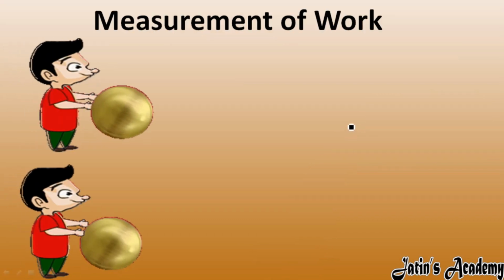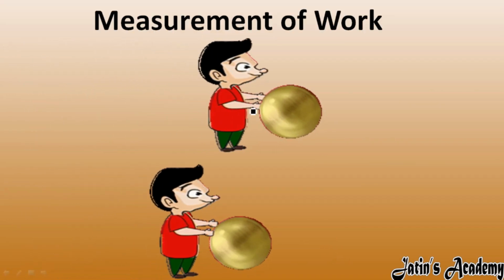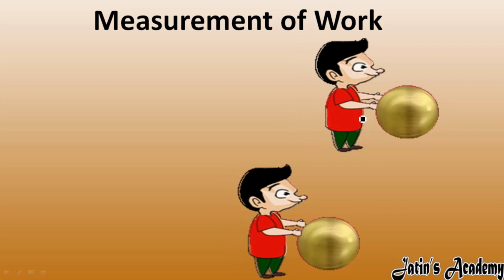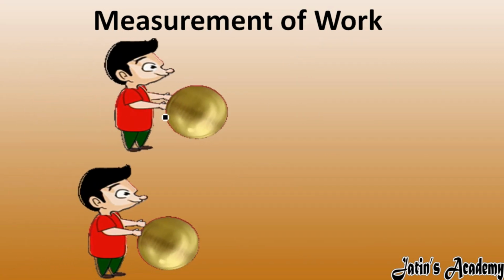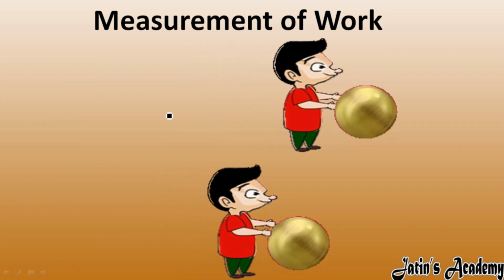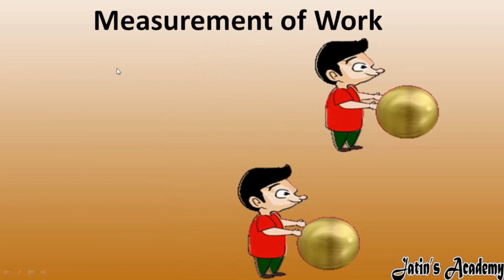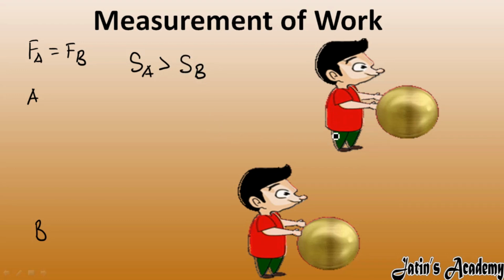One example we have is two boys moving a roller. As two boys are moving the same roller, they are applying the same force. This is boy A, this is boy B. So force applied by boy A is equal to force applied by boy B. But the displacement covered by boy A is more than the displacement covered by boy B. Now tell me, out of cases A and B, in which case is the work done more?